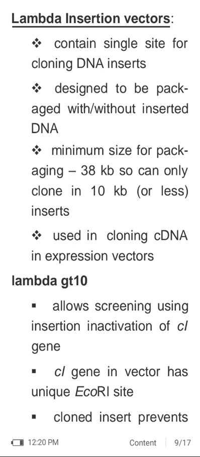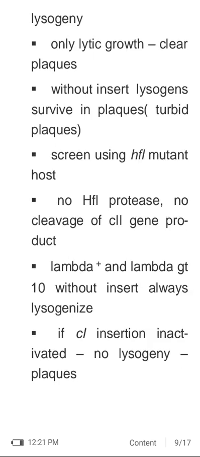Then lambda gt10 allows screening using insertional inactivation of the cI gene. The cI gene in the vector has a unique EcoRI site. Cloned insert prevents lysogeny, only lytic growth, clear plaques. Without insert, lysogens survive in plaques, turbid plaques. Screen using hfl mutant host. No hfl protease, no cleavage of the cII gene product. Lambda plus and lambda gt10 without insert always lysogenize. If cI insertion is inactivated, no lysogeny, clear plaques.